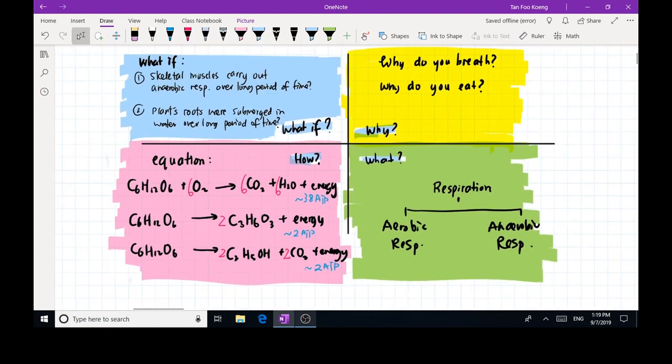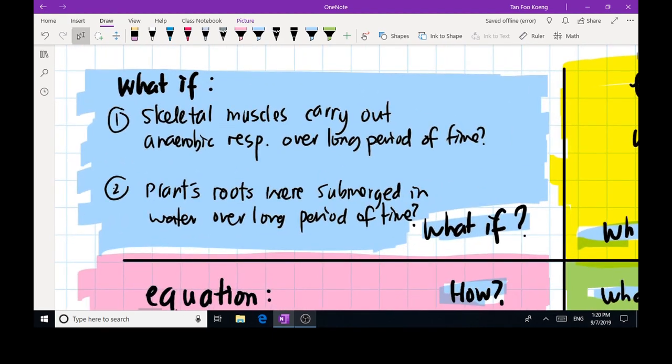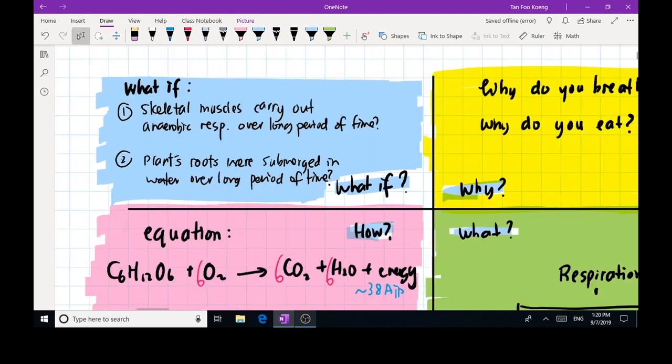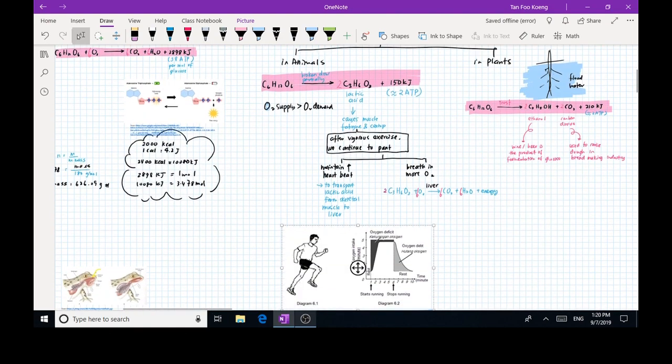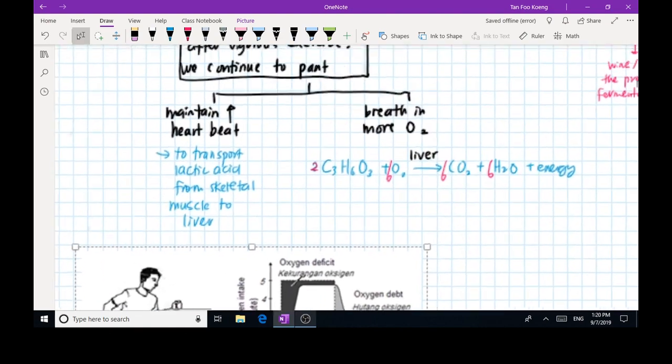Okay, good. Now, the last phase is the what-if phase. There are two questions posed to you here. Number one, the skeletal muscles carry out anaerobic respiration over a long period of time. Guess what might happen to your skeletal muscle? And number two, plants' roots are submerged in water over a long period of time. What might happen? To answer this, let's go back to these questions again.